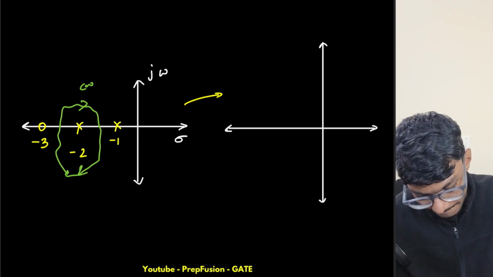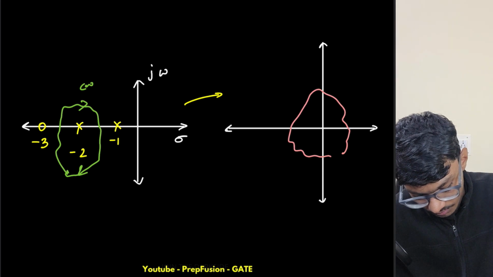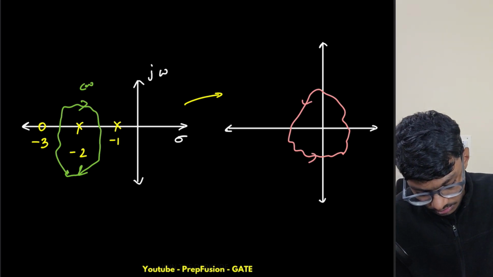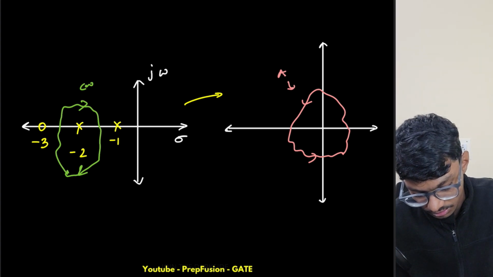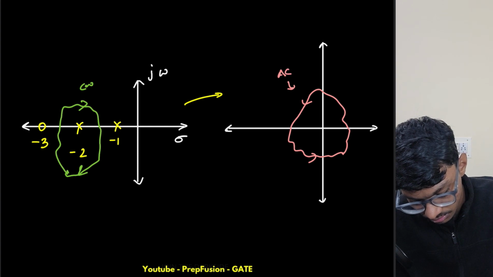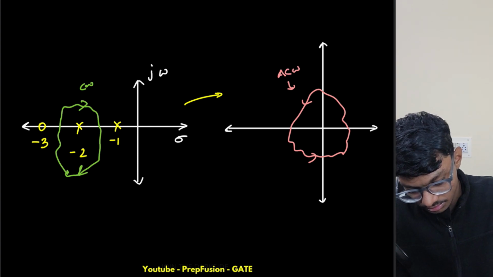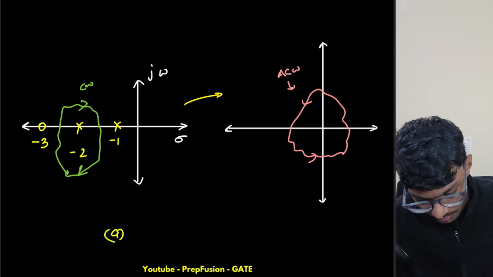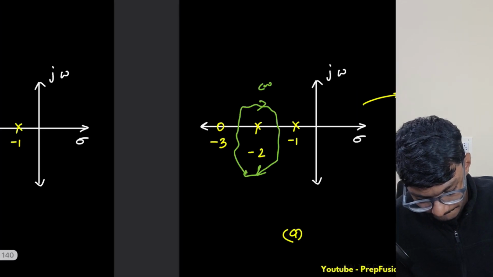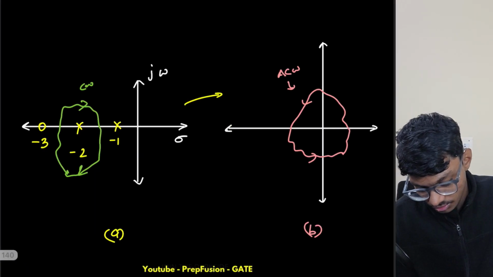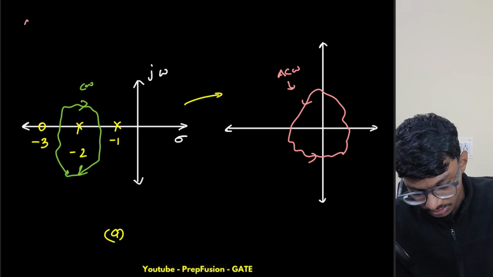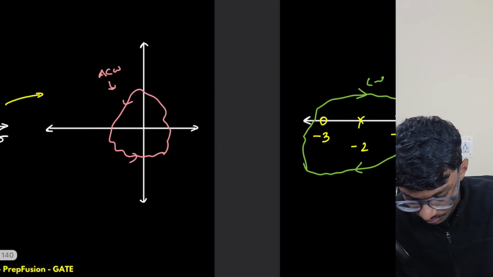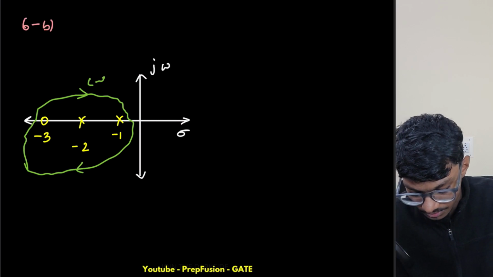So this will be basically something like this, and it will be in the opposite direction, in the anti-clockwise direction. This is the mapped function, I think 6A. Yeah, 6A. Now let's go to 6B.